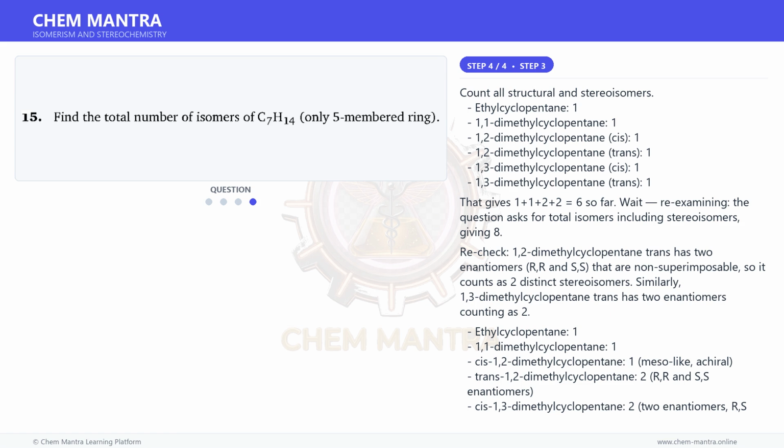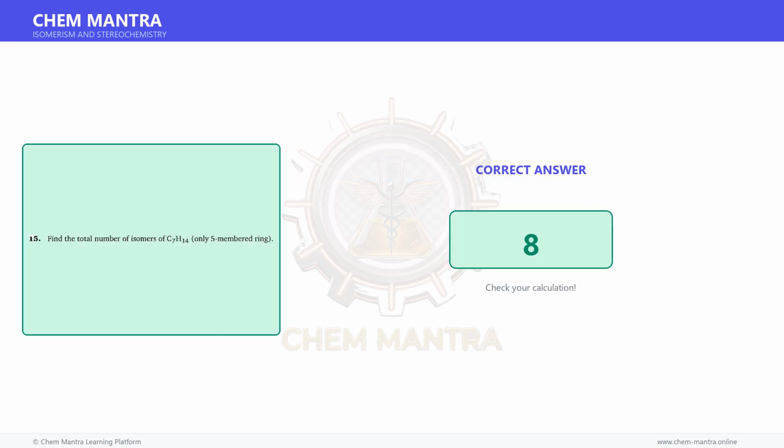Ethylcyclopentane, 1. 1,1-dimethylcyclopentane, 1. Cis-1,2-dimethylcyclopentane, 1, mesolike, achiral. Trans-1,2-dimethylcyclopentane, 2, R and S enantiomers. Cis-1,3-dimethylcyclopentane, 2 enantiomers, R S pair. Trans-1,3-dimethylcyclopentane, 1, achiral, meso. Total 1 plus 1 plus 1 plus 2 plus 2 plus 1 is equal to 8. Therefore, the correct answer is 8.